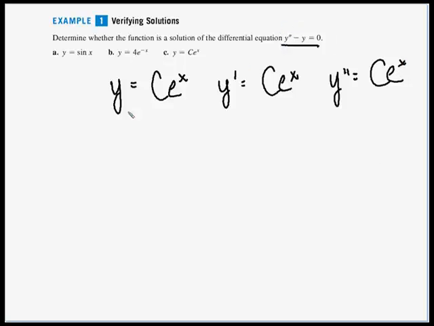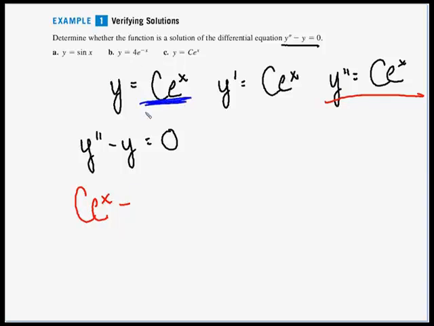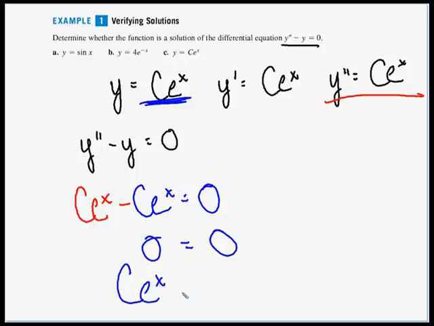Plug that into the given differential equation, y double prime minus y equals 0. Well, the second derivative is right here, c e to the x, minus the original equation, which is c e to the x. Well, that minus itself is equal to 0. So c e to the x is a solution.